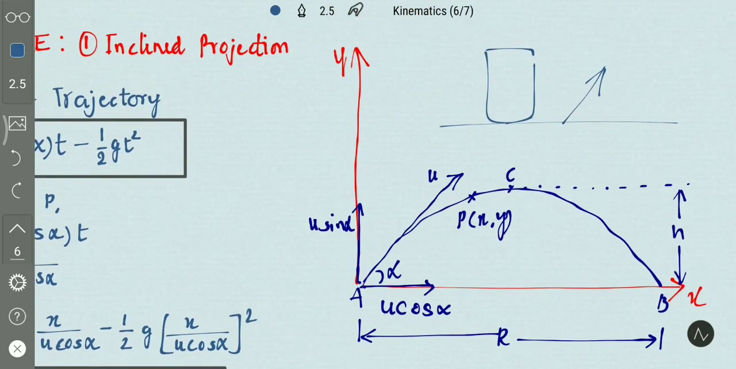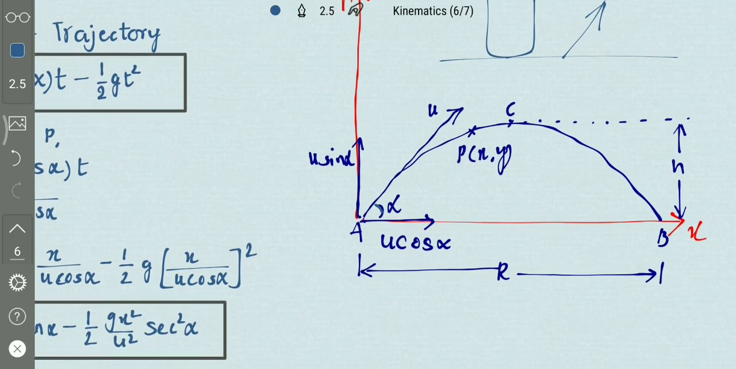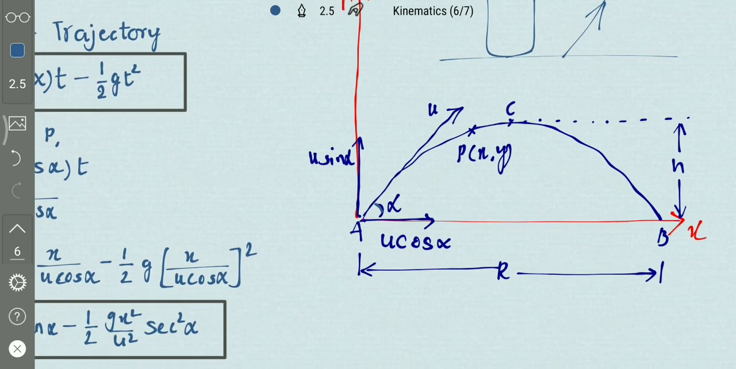Here the body is projected in the inclined direction with an angle alpha, and it travels up to a height of h, and then it falls down onto the ground. The distance traveled on the ground is r, and the maximum height is called h.